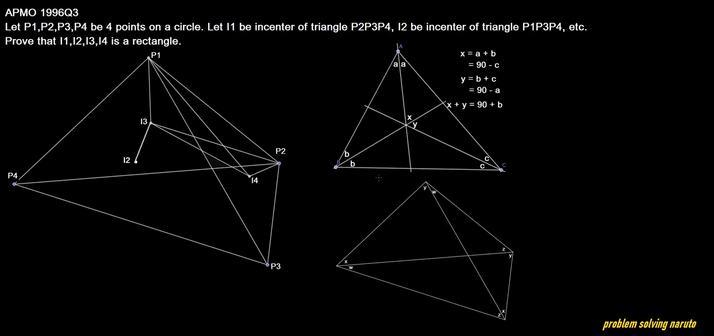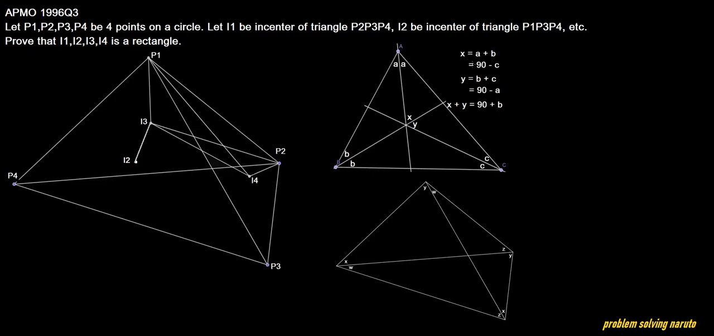Before we tackle the problem, I want to mention some facts about the incenter, which we are going to use. Let's say this point is the incenter of triangle ABC. Incenter means the intersection of the angle bisectors. Here I name the angles little a, little b, little c. Small a plus small b plus small c equals 90, because the sum of angles in a triangle is 180. What about this angle? This would be the sum of a plus b.